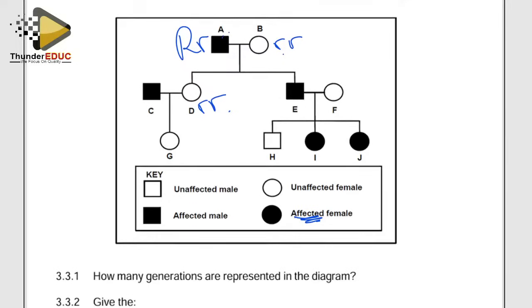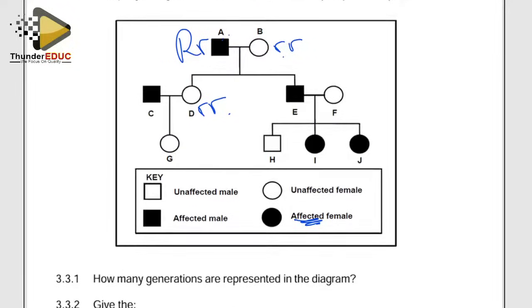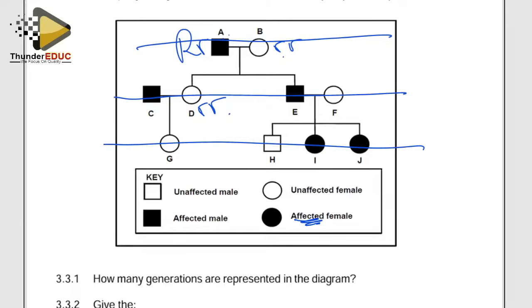All right. So we are saying, how many generations are represented in the diagram? So you count 1, 2, 3. Is it clear? Yes. So since you count them, those are 3 generations.